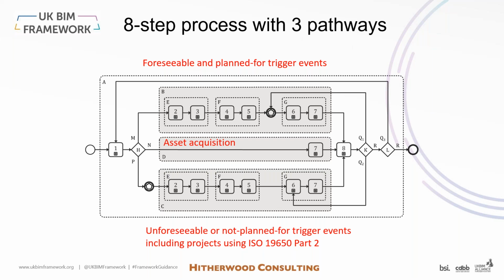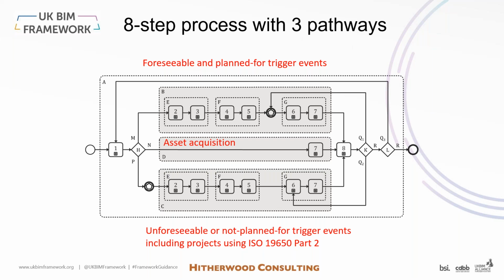There are still 8 steps, as you can see, and by and large, they are the same. Certainly, once you get down into the detail of 2, 3, 4, 5, 6, and 7, the content of those steps is almost exactly the same as it has been in Part 2. This is intended to make it as easy as possible to pick this up and understand what's happening if you've already had an introduction to the Part 2 process on projects. The reason for the different pathways is because of different kinds of trigger events that we have to deal with.